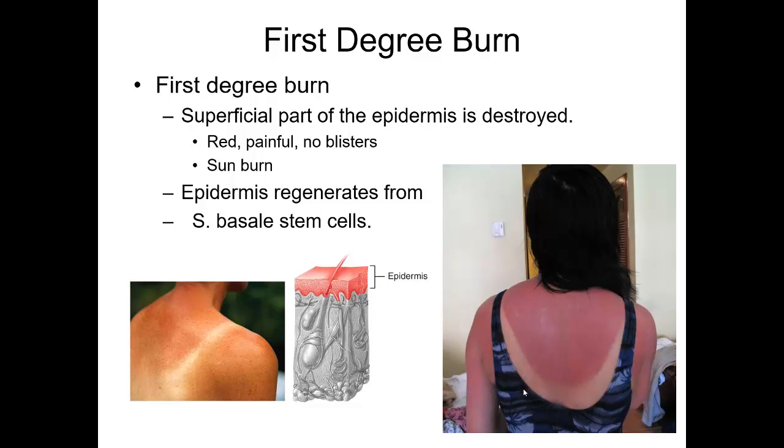So in a first-degree burn, the skin becomes red, it becomes painful, but the characteristic of a first-degree burn is that there are no blisters. So a typical sunburn can be a first-degree burn. However, a severe sunburn can also be a second-degree burn, but most sunburns are first-degree burns. Now, this is when a burn is easiest to heal because the stratum basale quickly regenerates and the skin on top usually just peels off on its own within a few days.